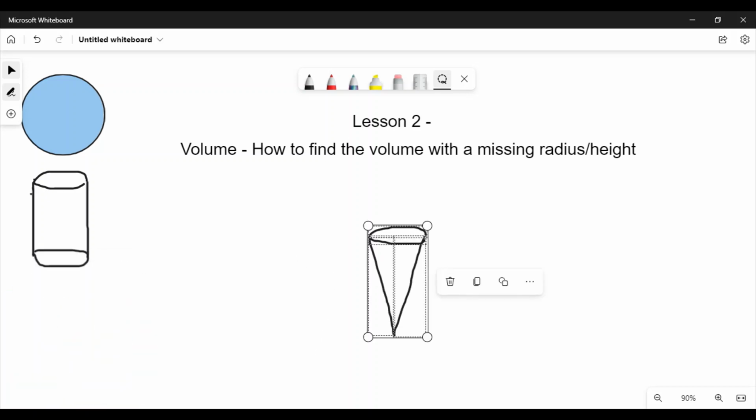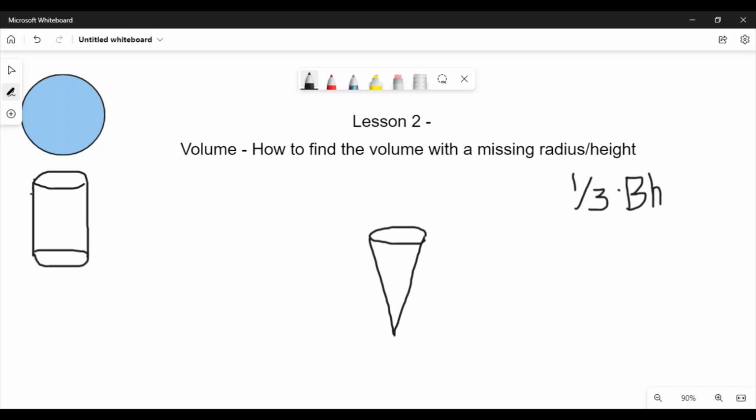So the formula for the volume of a cone is 1/3 times BH, and that's a capital B. The formula for this is simple. It's the 1/3 and the base of this cone, which is the circle, and the formula for that is pi r squared. So the new formula, to make it easier, is 1/3 times pi times r squared times height.